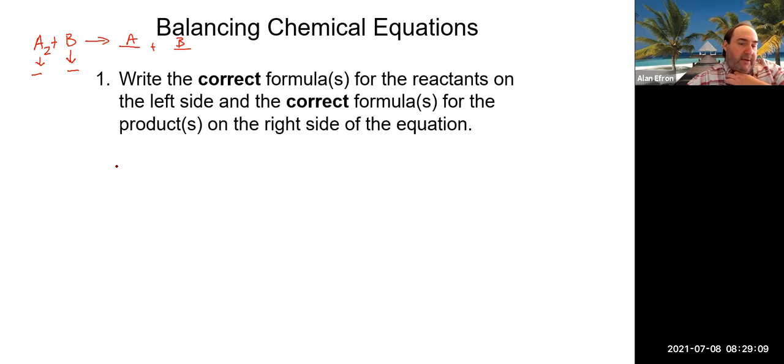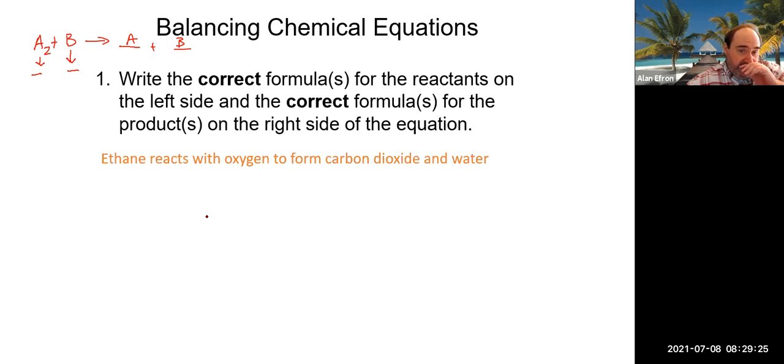So let's take a look at one and try to figure out what we can do in terms of balancing this equation and the approach here. Let's say we had this: ethane reacts with oxygen to form carbon dioxide and water. We're going to go through this process. Again, we're given everything in words, so we want to make sure that we write the correct formulas down first.